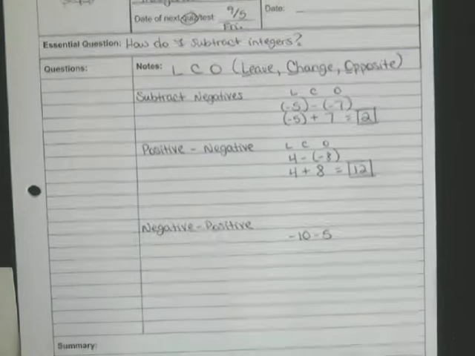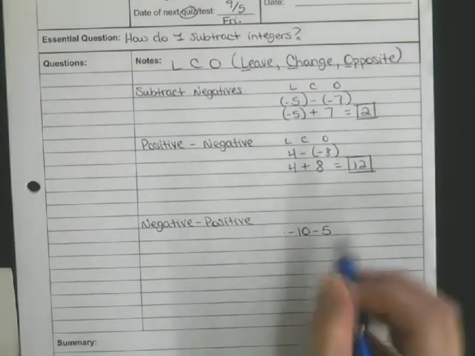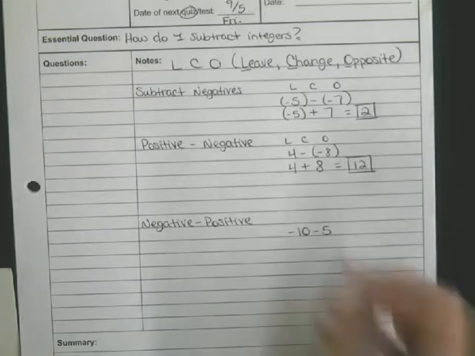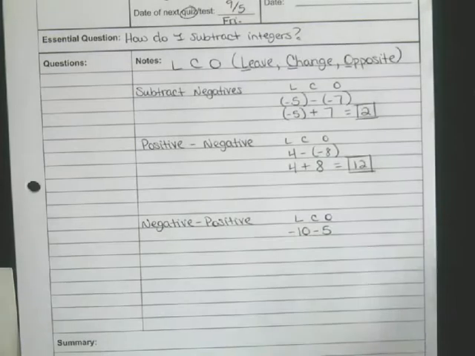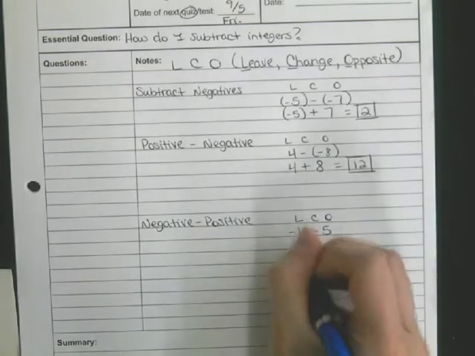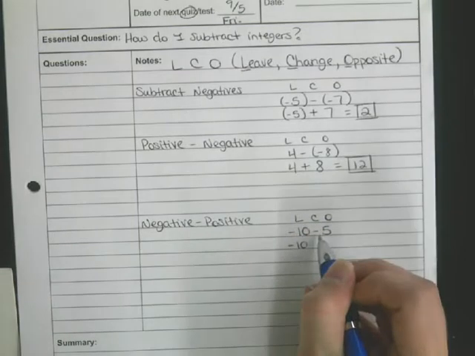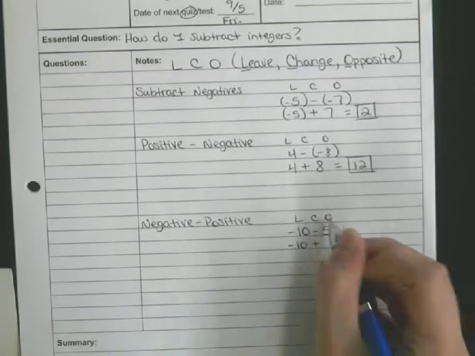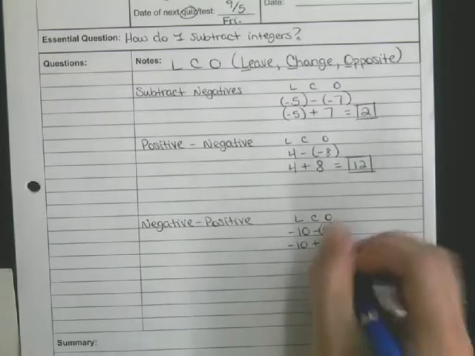Now let's do a negative minus a positive integer. And right here I have -10 minus 5. Again, I want to do leave, change, opposite. So I'm going to leave my -10. I'm going to change my subtraction symbol to an addition symbol. And then I'm going to take the opposite of this +5, which is going to be a -5.